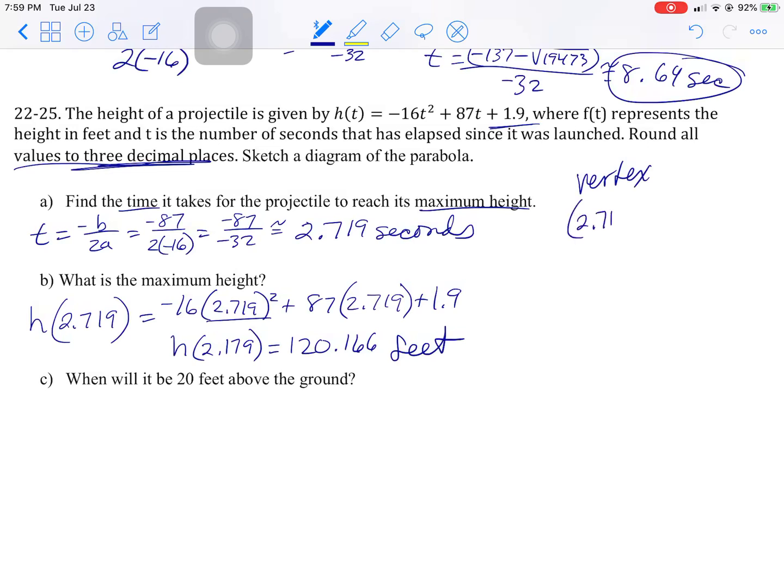Is the seconds, and then the feet. Oops.